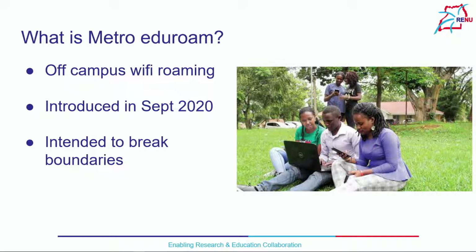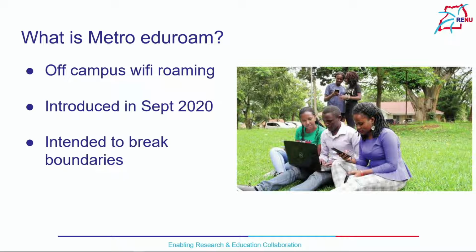So Metro Edirom is basically Edirom, but extended closer to where you are. It is deployed to, let's say, hotels, cafes, malls, restaurants, among others. With Metro Edirom, what we did is to move Edirom away from the institutional boundaries. Initially, before Metro Edirom, Edirom was only within the institutions. With that total lockdown, that became a bit restrictive. So Metro Edirom was introduced in September 2022.